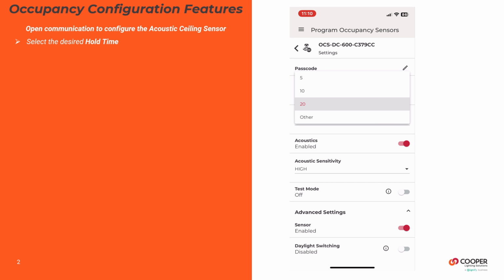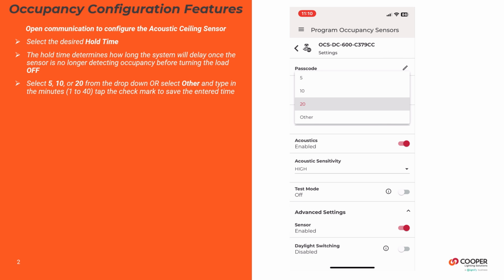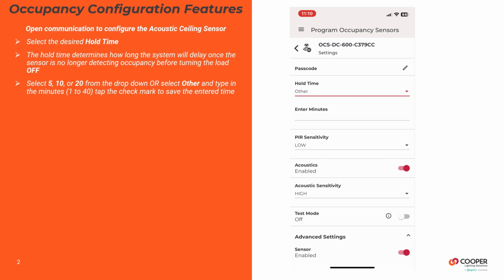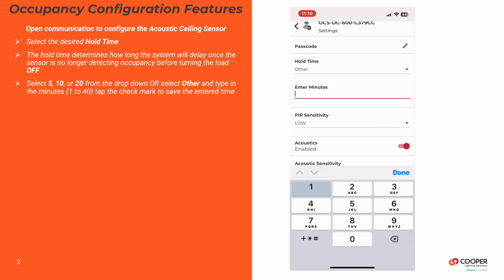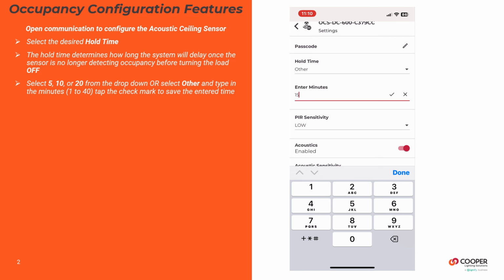You'll want to first select the desired hold time. Hold time determines how long the system will delay once the sensor is no longer detecting occupancy before turning the load off. You can select 5, 10, or 20 from the drop-down, or select Other and type in the minutes from 1 to 40, and then tap the check mark to save the entered time.